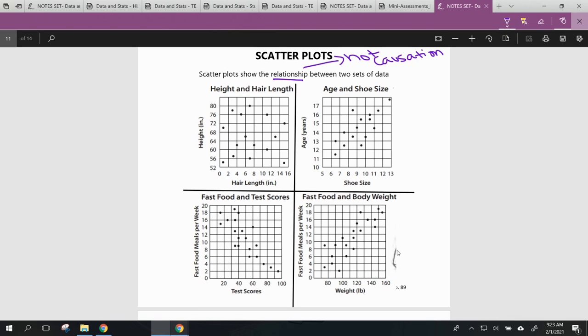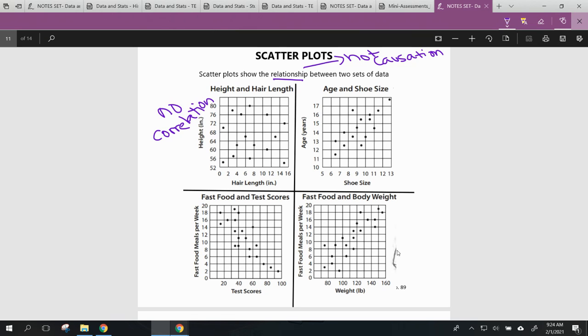So for example, we have hair length and height. We have dots all over the place. If there are dots all over the place, if there is no trend, then this means there is no correlation. The two are not correlated. There's nothing to tie the two together.